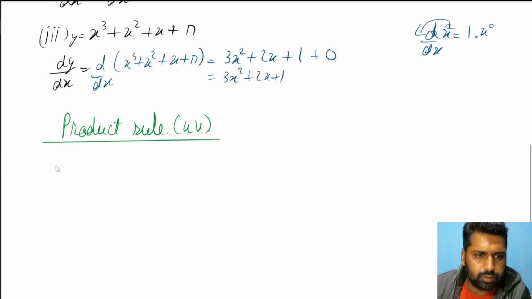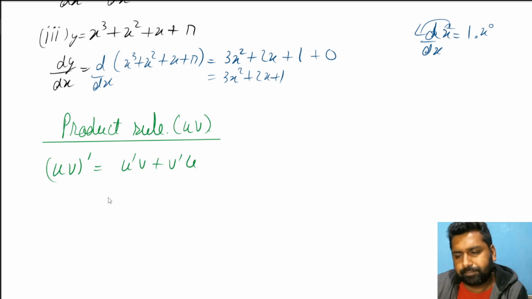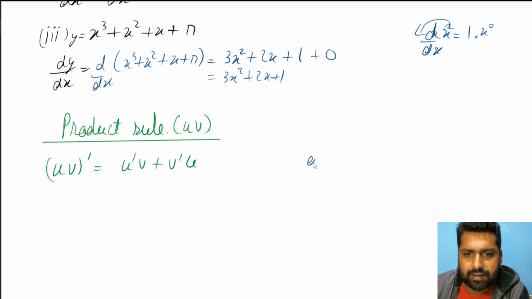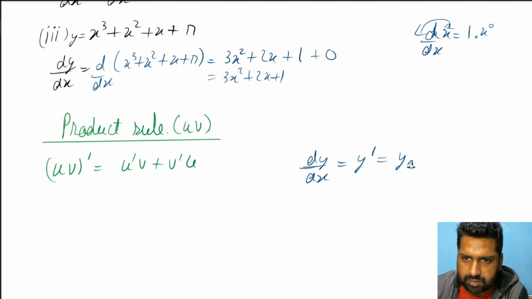Now what does this rule do? (uv)' = u'v + v'u. I'll explain what dash is. It's another notation. Basically, if I want to write dy by dx, I can simply write y dash. That also means differentiation. I can write y1 also, like this, y subscript 1.